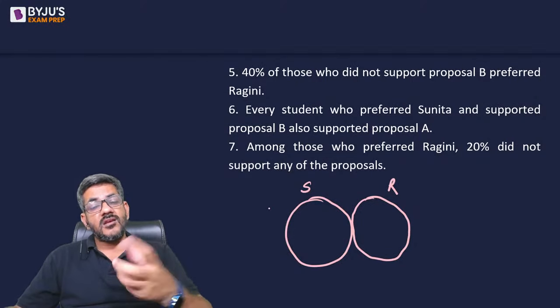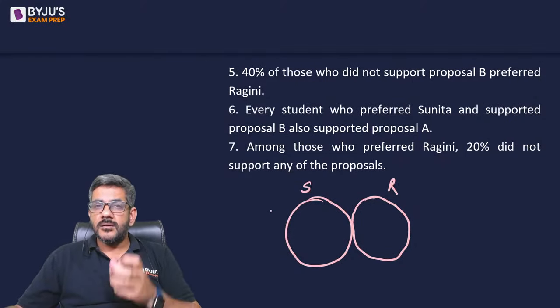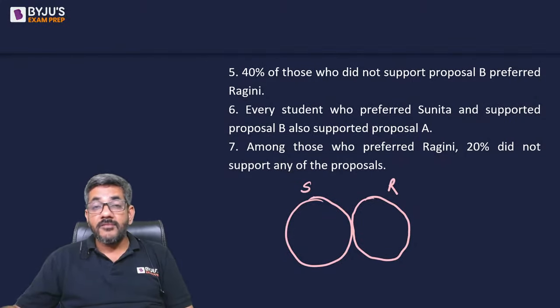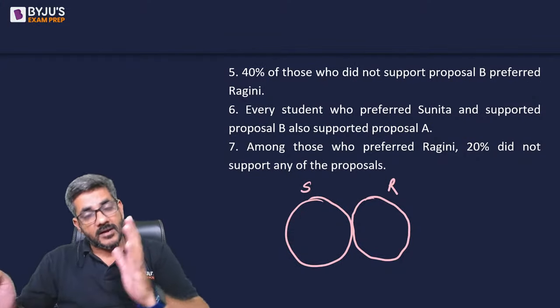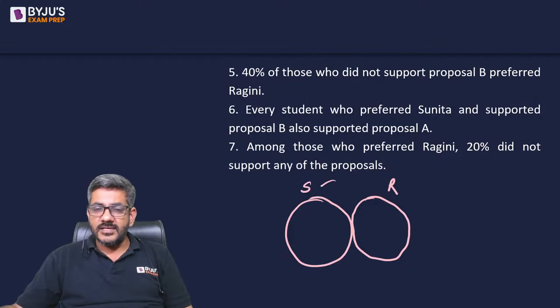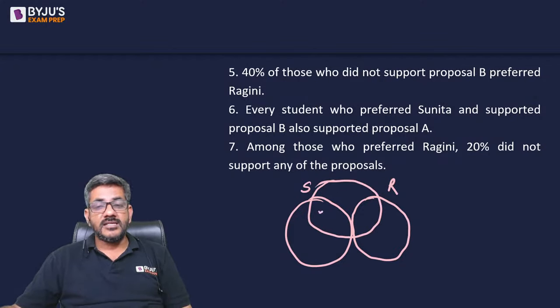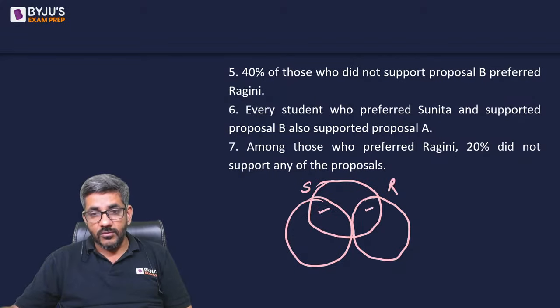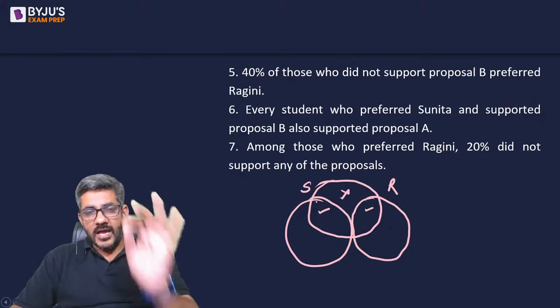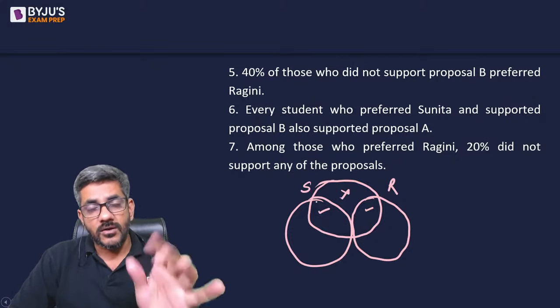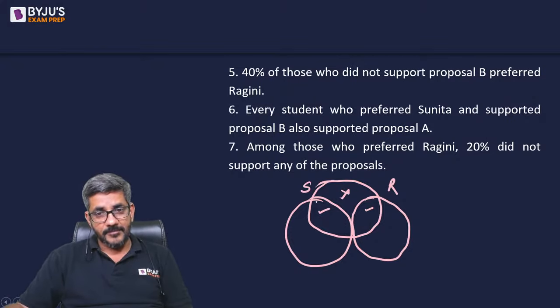Now there is a circle of people who prefer proposal A. If they prefer proposal A, they might prefer Sunita. They might prefer Ragini as well. So these are the people who prefer proposal A. These are the people who like Sunita. These are the people who like Ragini. There cannot be anyone over here. The simple reason is every person has to prefer one of the two candidates, Sunita or Ragini.